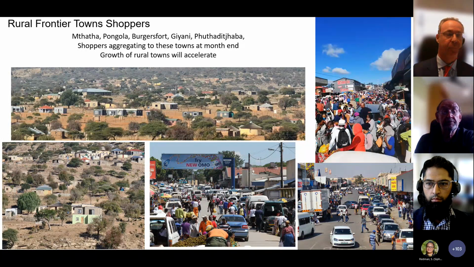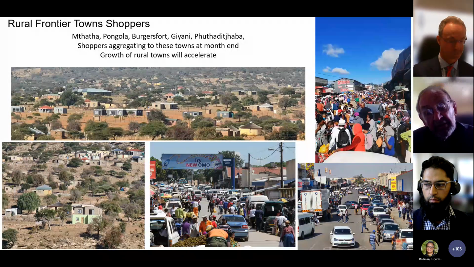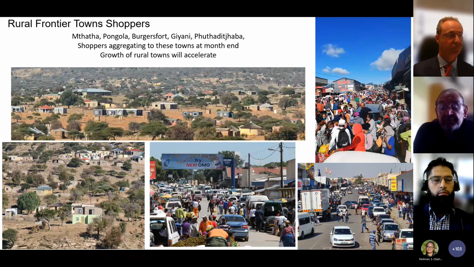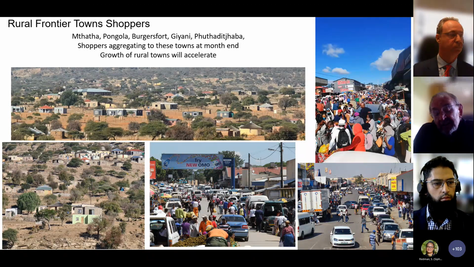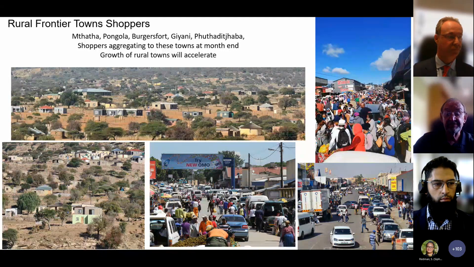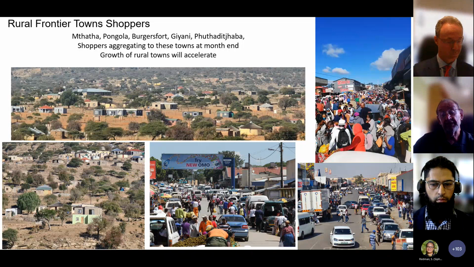Also important to look at what we call the rural frontier markets, because there are significant developments happening in towns such as Mthatha, Pongola, Burgersfort, Giyani, Putaditjhaba, for example. So there are a number of opportunities developing across these rural frontier towns, which to a large extent have been ignored by many retailers and mall owners, but we do believe that there is significant opportunity in these rural towns, particularly when we take the demographics and competitor stores and work with what we call accessibility modeling to understand the opportunities that exist.